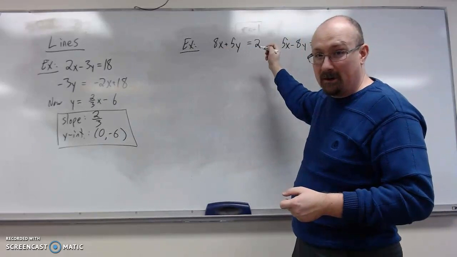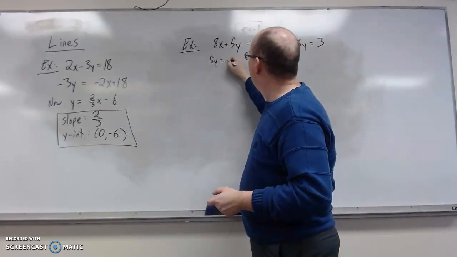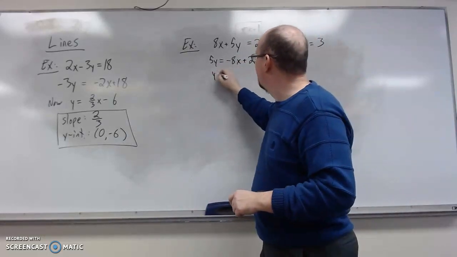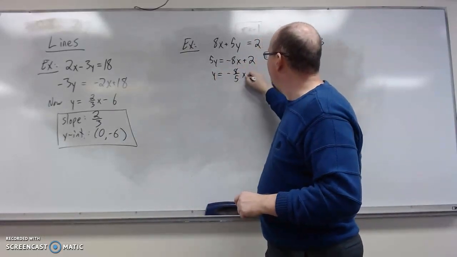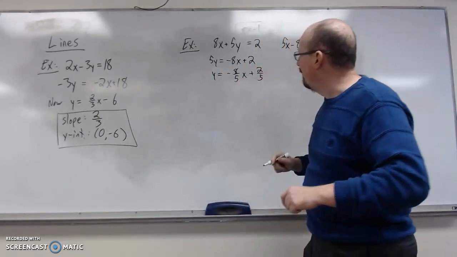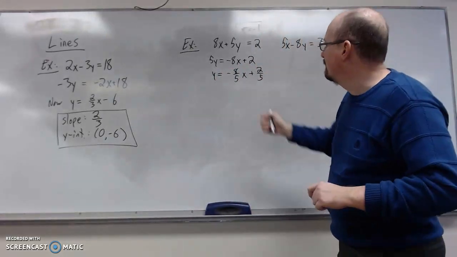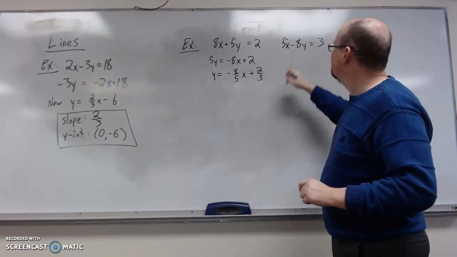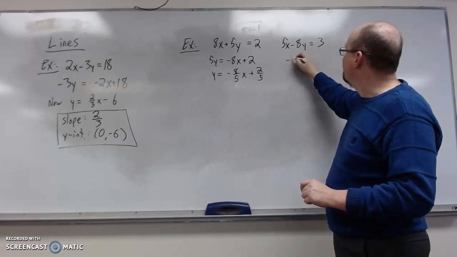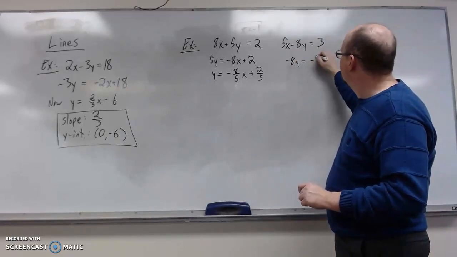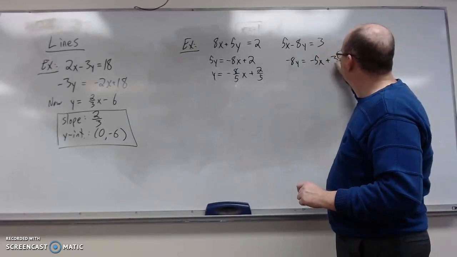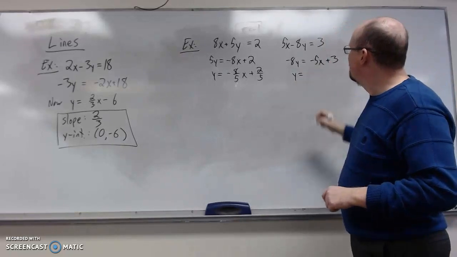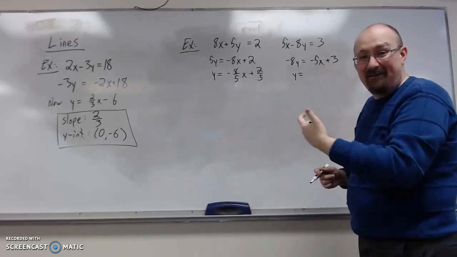I subtract over my 8x, 5y equals negative 8x plus 2, then divide by 5, y equals negative 8/5 x plus 2/5. If you've written the whole thing over 5 first, that's fine. So our slope for this first line is negative 8/5. What about this guy? Well, we subtract over the 5x, so we have negative 8y equals negative 5x plus 3. Now we need to divide by negative 8. Negative 5 divided by negative 8.